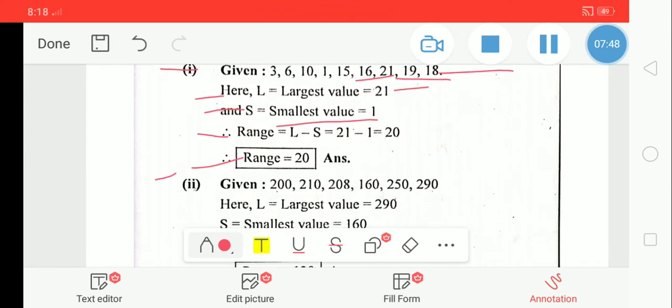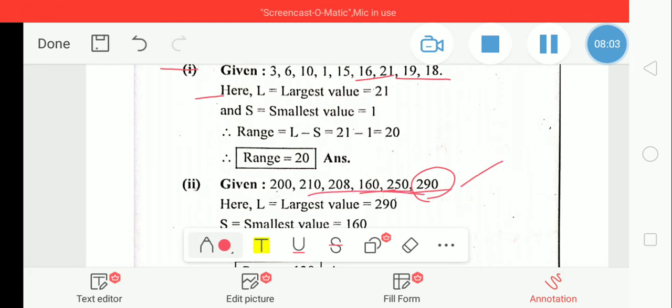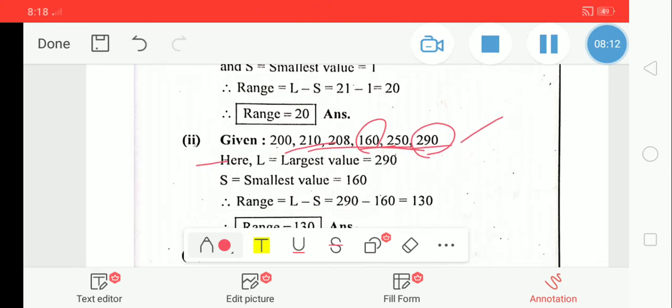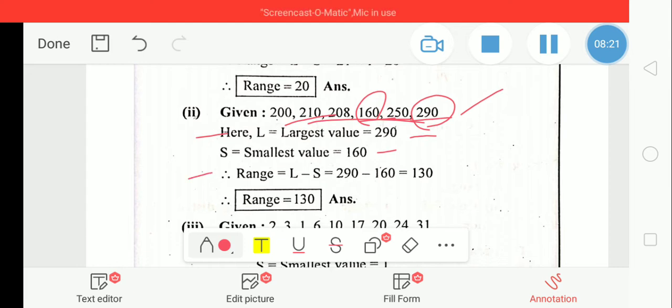Now, second, we take 200, 210, 28, 160, 250, 290. Here 290 is greater than the others, so this is the largest value. All are in the 200s, and only one is 160, so this is the smallest value. So L is equal to the largest value, that is 290, and 160 is the smallest value. Range is equal to L minus S, which is 290 minus 160, equal to 130. So the range of this distribution is 130.